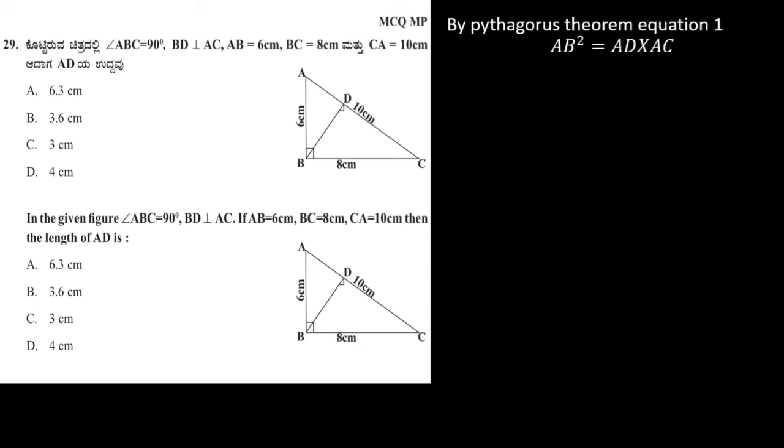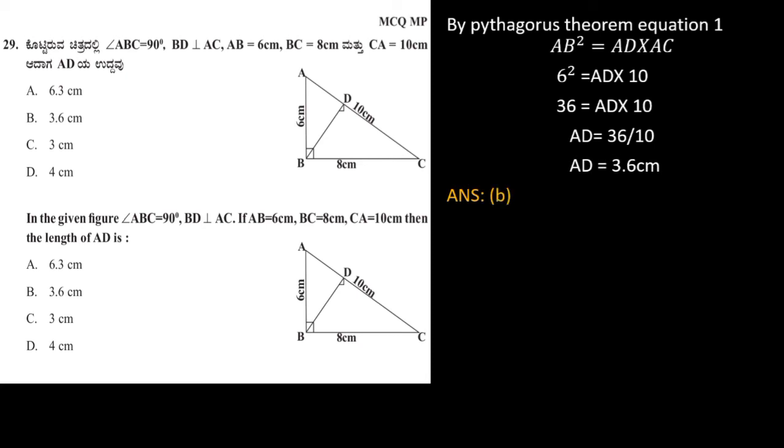So therefore I will take AB square is equals to AD into AC. Because AB what we have 6, so 6 square is equals to AD into AC what we have 10. That is equals to 6 square we will get 36 is equals to AD into 10. Now I will divide 36 by 10. I will get AD is equals to 3.6 centimeters. So therefore answer B is a correct one.